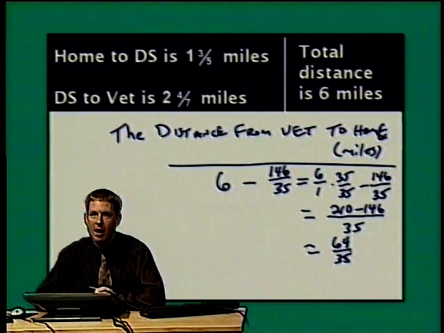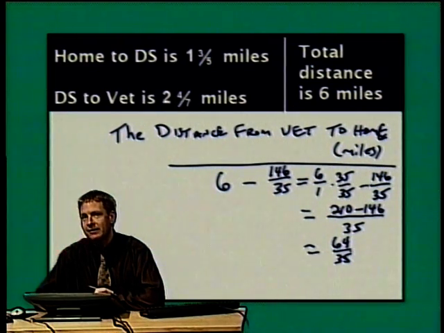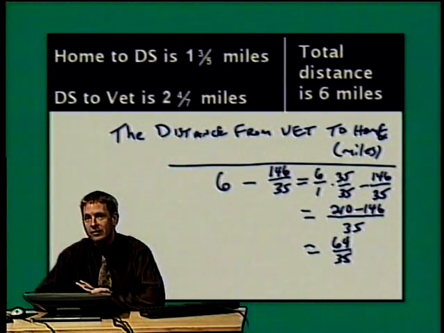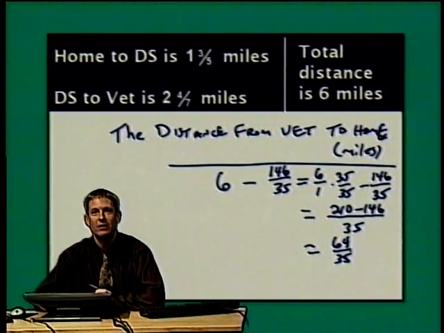So as an improper fraction, the distance from the vet to Sandy's house is 64 over 35 miles. But in an applied context, it can actually be useful to change the improper fraction to a mixed number. Because most people, if you told them to go 5/2 miles, the first thing they would say is, well, let's see, what is 5/2? It's 2.5. So let's save them the trouble and change it for them.